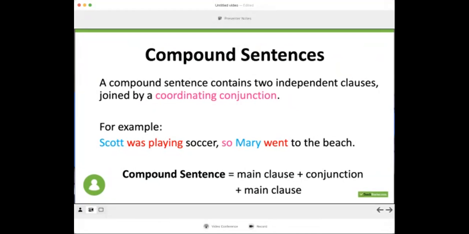A compound sentence contains two independent clauses joined by a coordinating conjunction. For example, Scott was playing soccer, comma, so Mary went to the beach. You have two independent clauses: Scott was playing soccer and Mary went to the beach. A comma alone is not sufficient. A comma alone is not strong enough to join them. You have to add a coordinating conjunction like so. A compound sentence is a main clause plus a conjunction plus a main clause, or an independent clause plus a conjunction plus an independent clause.